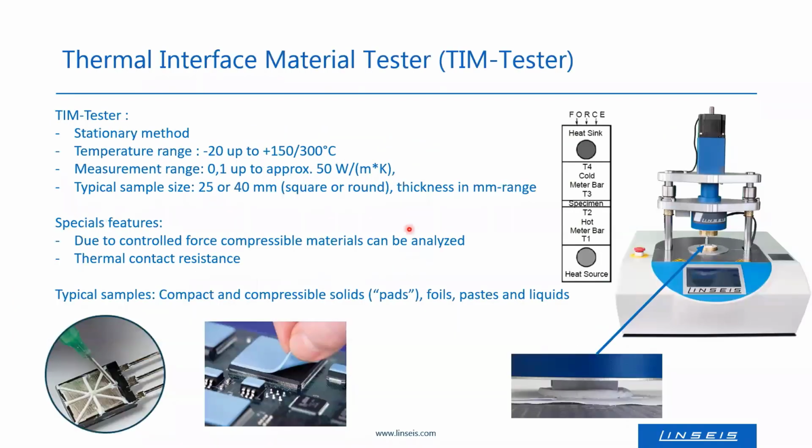The second method I want to introduce is the thermal interface materials tester, the TIM tester. It works according to a stationary method as well. It's very comparable to the principle of the heat flow meter. So you have a heat sink, meaning it's a cold plate. You have a heat source, so a hot plate. The sample is positioned in between, and you find so-called meter bars between the heat sink and the specimen, and between the heat source and the sample. And from the result of these meter bars, you get the information about thermal conductivity.